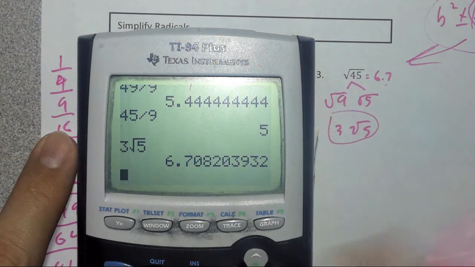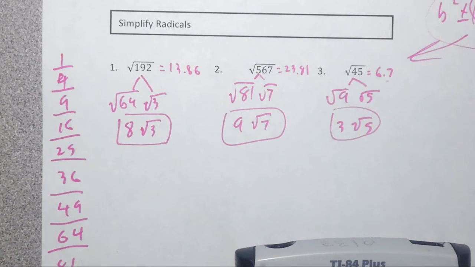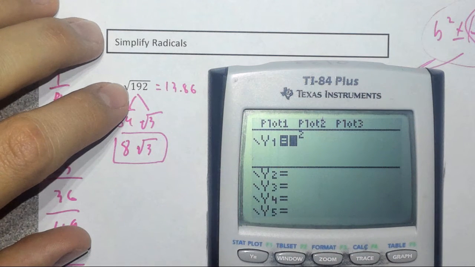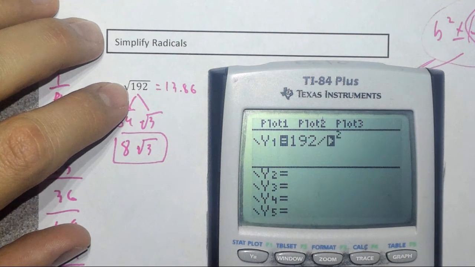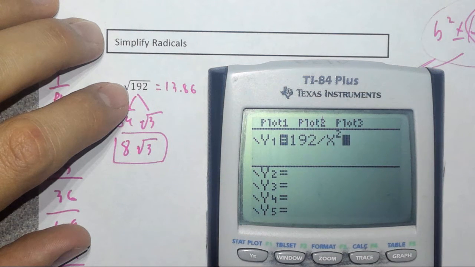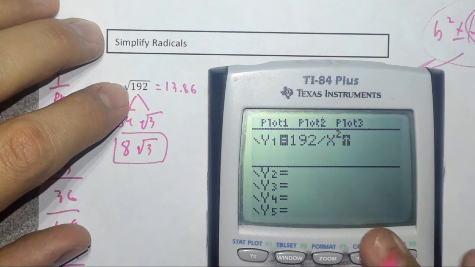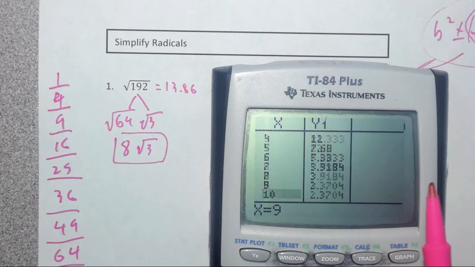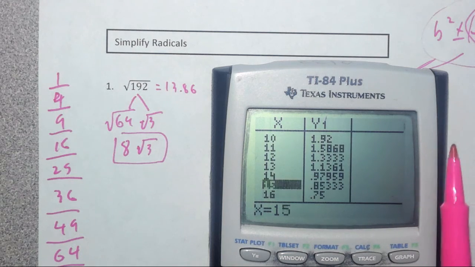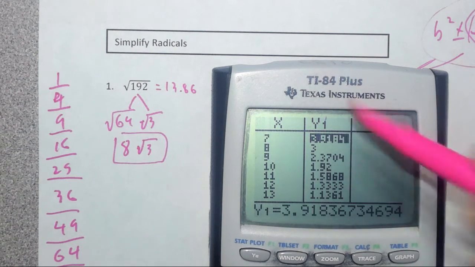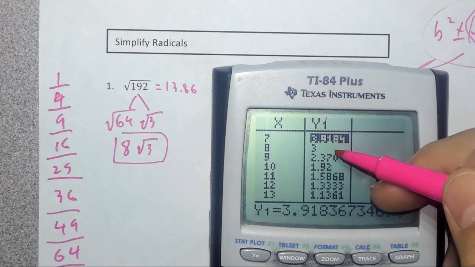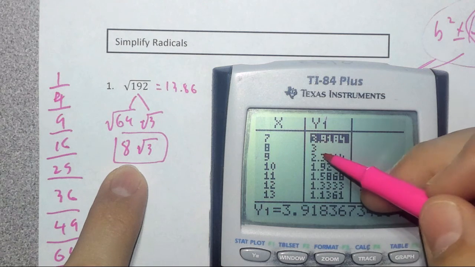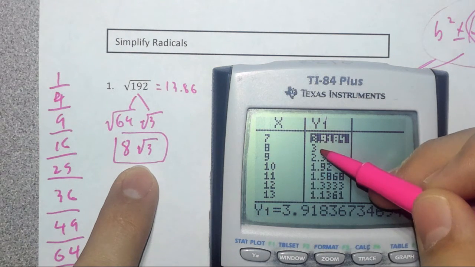That works. There's also another little trick your teacher might have taught you. On the calculator, I do 192 divided by x squared. Look at the table, and I'm going to go over to the y1 column, and I'm going to look for the smallest integer. The smallest integer over here is 3. Integers, numbers without decimals. I get 8 and 3. 8 is the number outside, 3 is the number in the radical. 8 square root of 3.